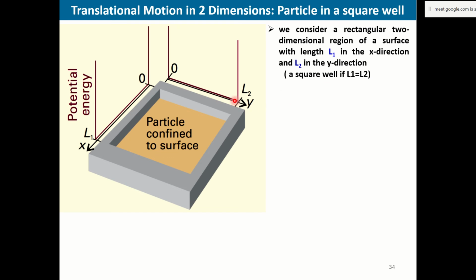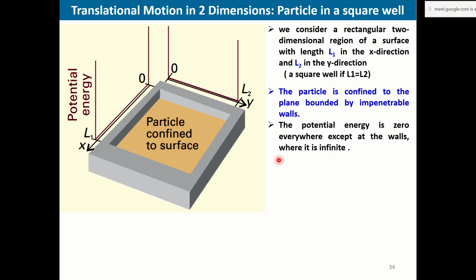You can imagine a rectangular box, and the rectangular box becomes a square if both lengths are equal. The particle is confined to this plane by two walls along x and two walls along y. Potential energy has to be zero inside the box, where the particle has zero potential energy, and at the walls it is infinite.